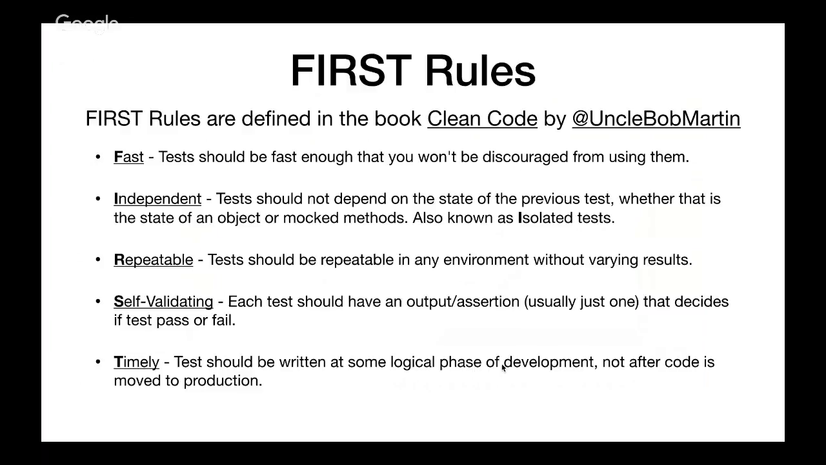F is for fast. Your test cases should be fast enough so that you don't end up disabling test cases when you are doing development, which you will do if test cases take a longer time. They should be independent, meaning there should not be any dependency between the test cases, also called isolated tests. Repeatable: irrespective of which environment you are running your tests in, they should always give you the same result.